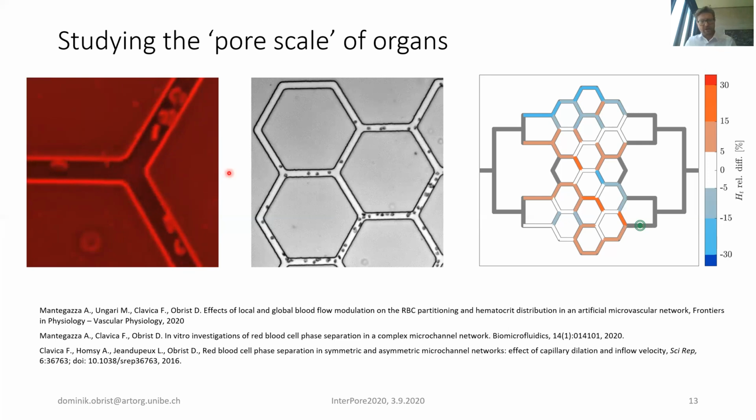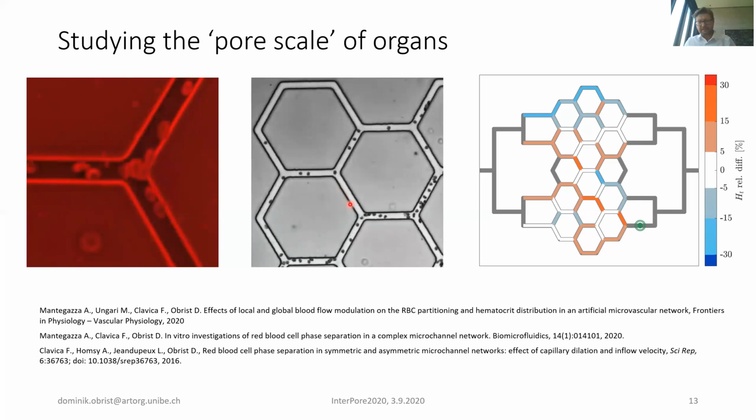And you can go one level higher, and you can connect a bunch of these bifurcations and vessels and create full networks, capillary networks. And you will find that there are so-called preferential pathways the red blood cells are taking, and there will be certain channels or capillaries which are depleted of red blood cells. And there's still flow in it, but no red blood cells.